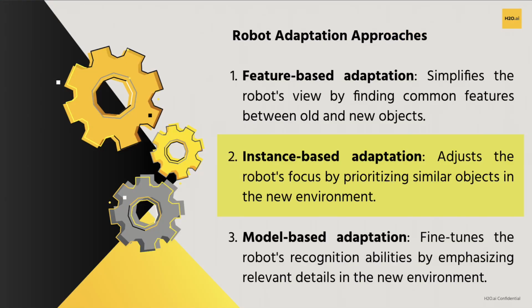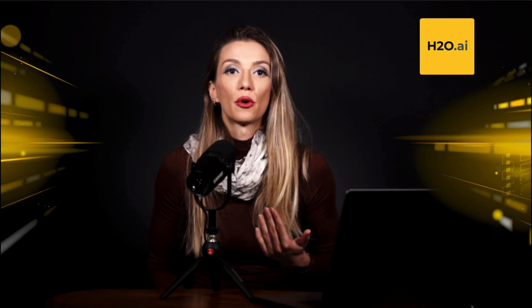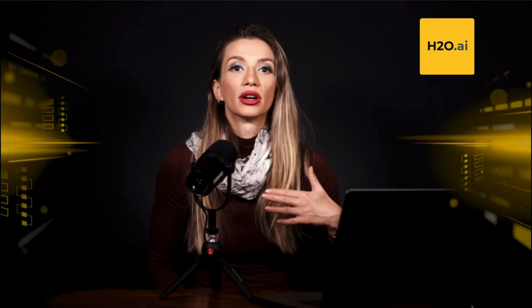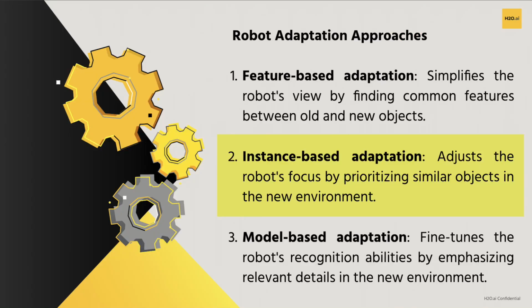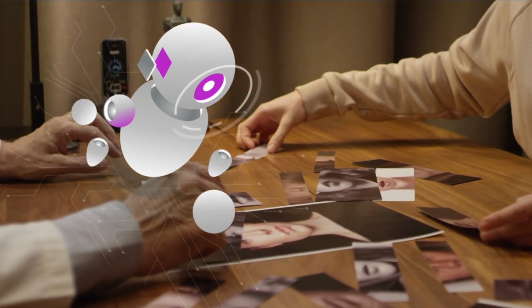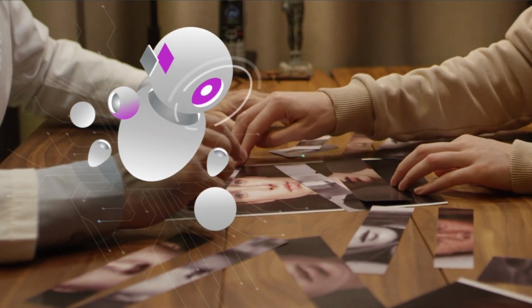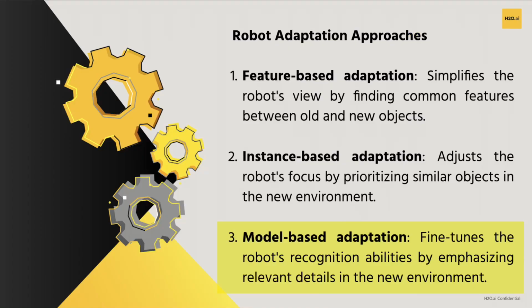Instance-based adaptation. Instead of changing the way the robot looks at things, instance-based adaptation focuses on adjusting how much attention it pays to each object in the new place. The robot looks at a mix of old and new pictures, and it gives more importance to the pictures that look similar to the new place. This way, it can learn to recognize objects in the new environment based on the examples it finds most relevant.